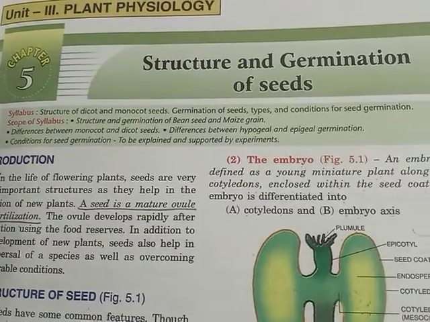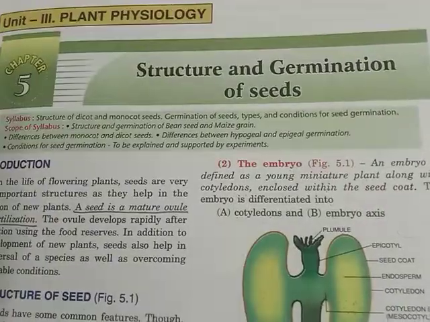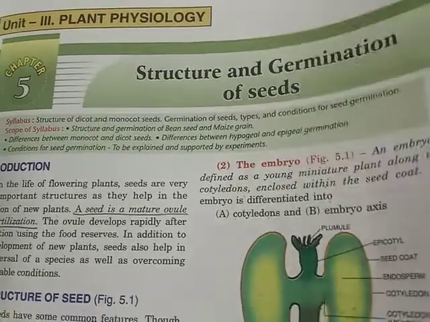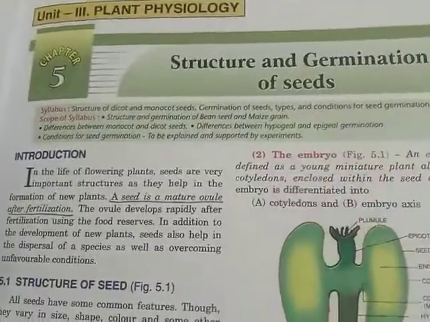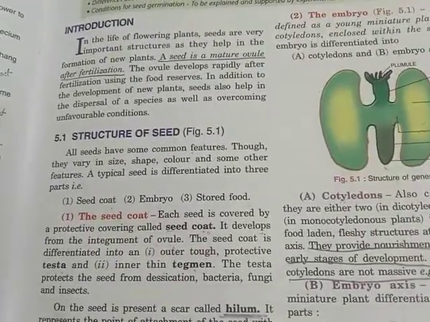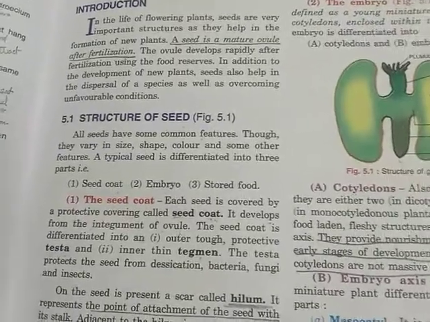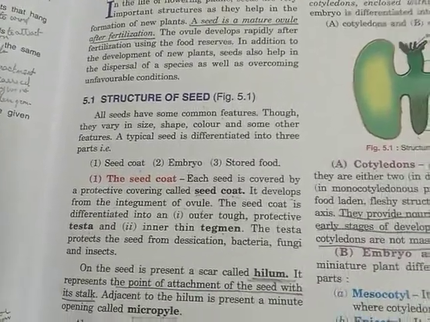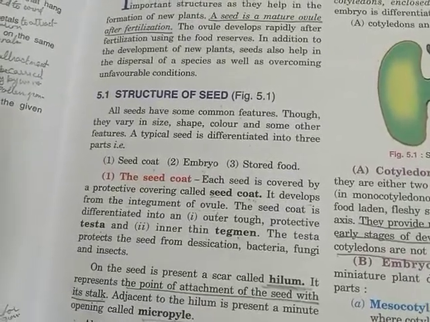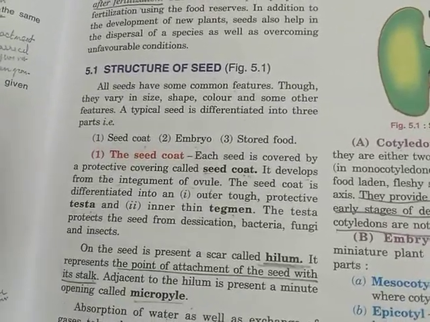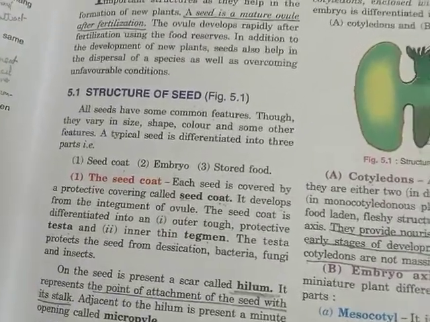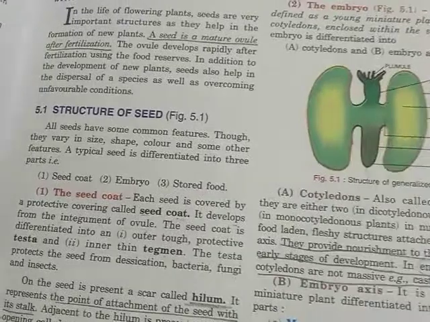Hello everyone. Children, this is the B part of structure and germination of seeds. And children, in the previous video, you have studied the structure of seed. As you know, the typical seed is differentiated into three parts, that is seed coat, embryo, and the stored food. And you have seen the generalized structure of a seed.